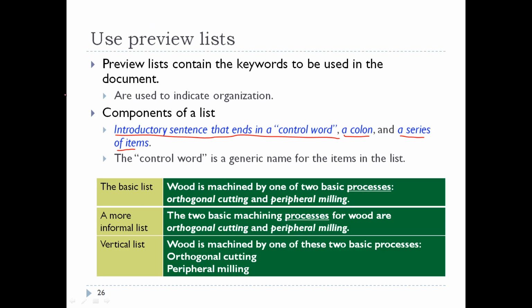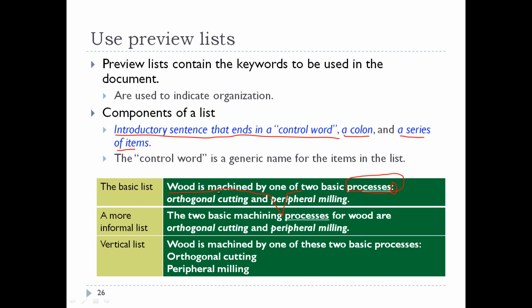Okay, so for example, look at these examples. These examples will clarify. This is the introductory sentence: Wood is machined by one of two basic processes. Here, processes is the control word, and it is followed by the colon. The introductory sentence ends in a control word, processes, and is followed by a colon. So what are those processes? Orthogonal cutting and peripheral milling. So this is one example, the basic preview list.